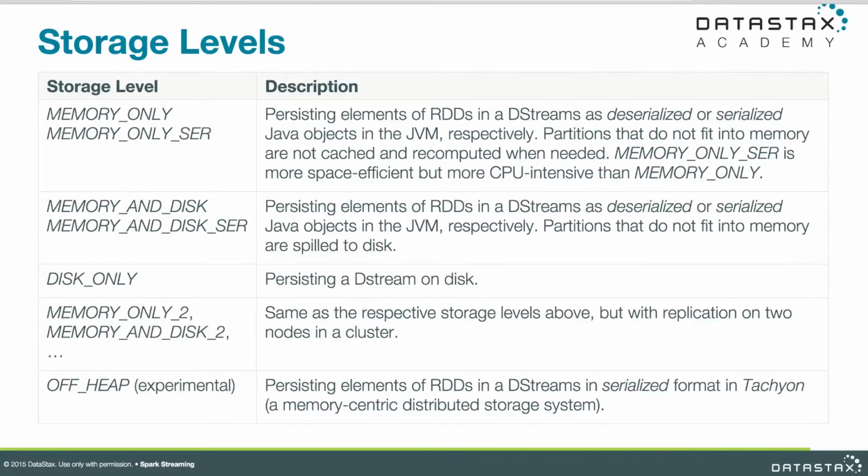Again, most commonly you'll call cache, which is the equivalent of persisting with the memory-only serialized option. Now, memory-only serialized uses memory a little more efficiently than memory-only, but at the cost of higher CPU utilization. If I say memory and disk, then those partitions that don't fit in memory will spill to disk rather than being discarded altogether. And of course, I can opt to persist a DStream only to disk.